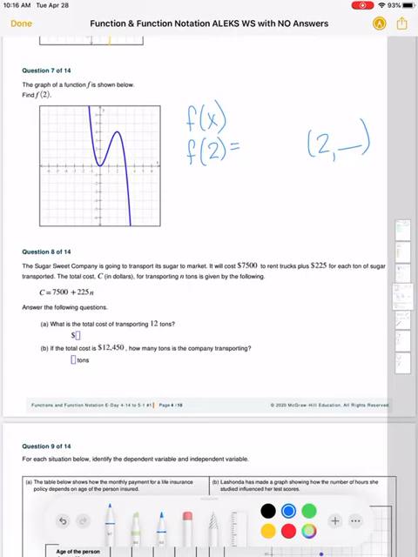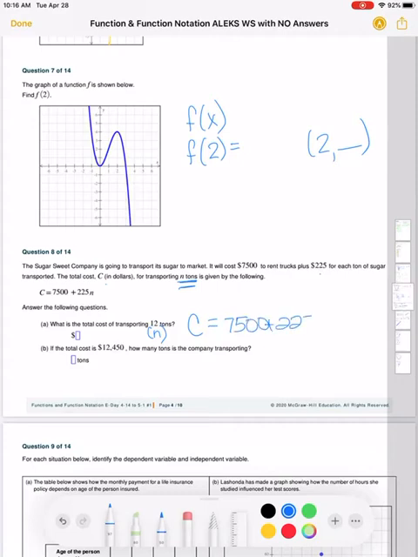It says the Sugar Sweet Company is going to transport its sugar to market. It will cost $7,500 to rent trucks, plus $225 for each ton of sugar. The total cost, C, in dollars, for transporting N tons, so that's important, N represents the number of tons. It gives you an equation, and it wants you to plug N in. So what is the total cost?